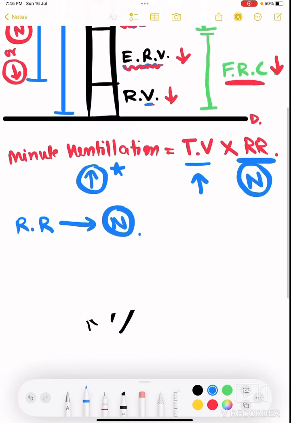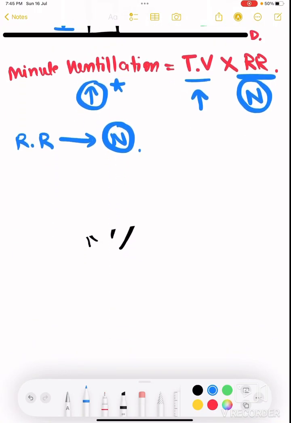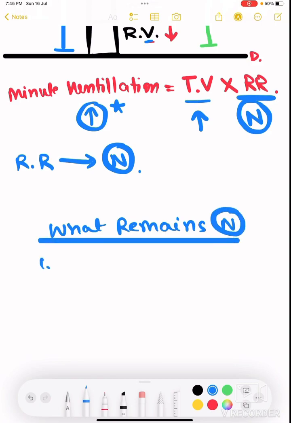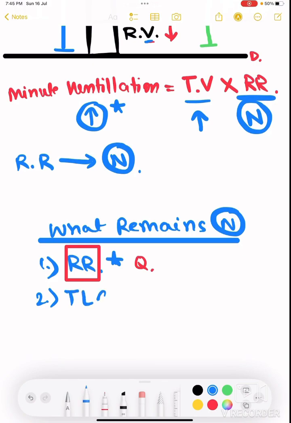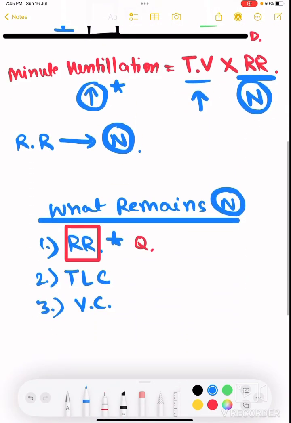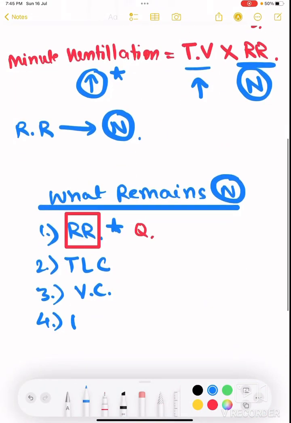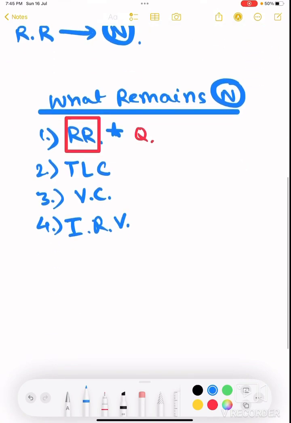Okay, next important point. Let me complete this topic by writing a list. What remains normal? Very important. First of all, we saw that respiratory rate remains normal. I am highlighting it with red again because you will make mistakes in it. Then total lung capacity remains normal. Then vital capacity remains normal, already said. Then there is a volume that remains normal: the volume which is highest above, the inspiratory reserve volume. These are the four things.